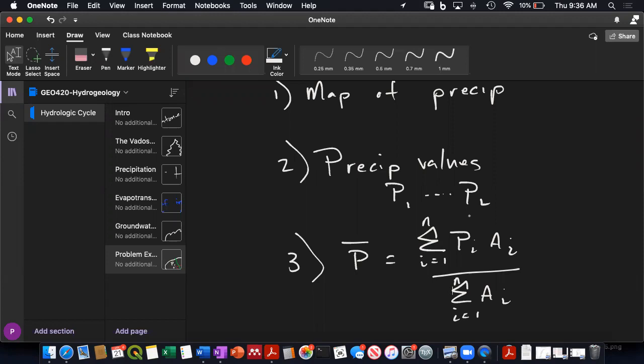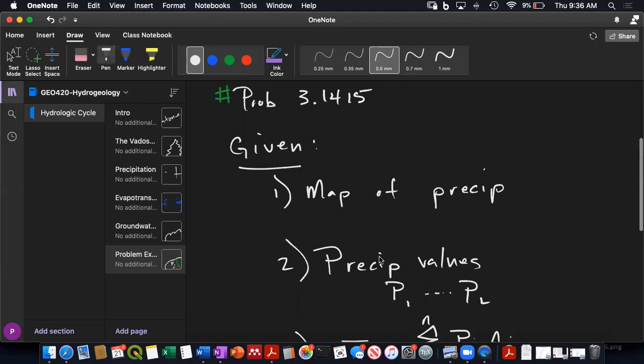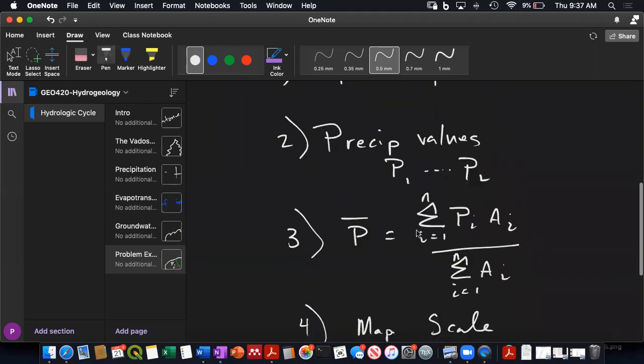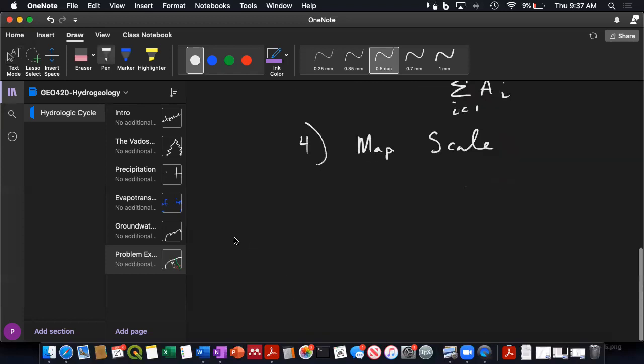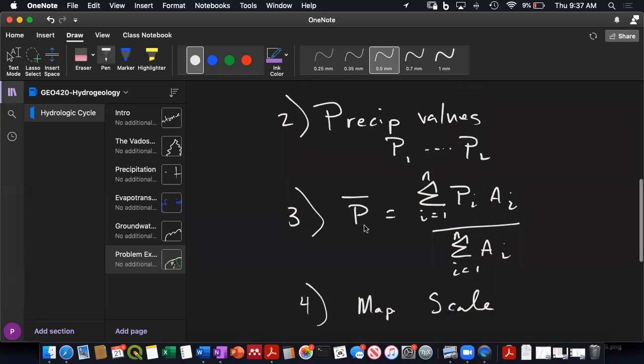Here's the equation. Probably something else that you're going to need here is how are you going to calculate area? Okay, so graph paper, but so how are you going to do it from the graph paper? Ah, given the scale. All right, so these are all the ingredients you're going to use to solve your problem. And then the next section is find. Well, here it's pretty easy. What am I finding? I'm finding P bar here.